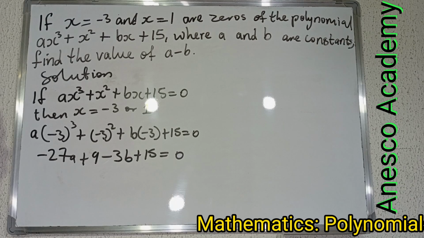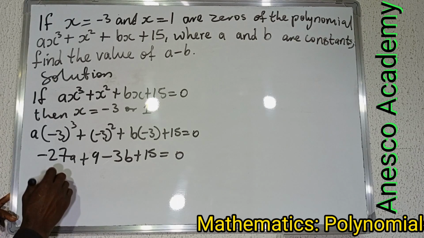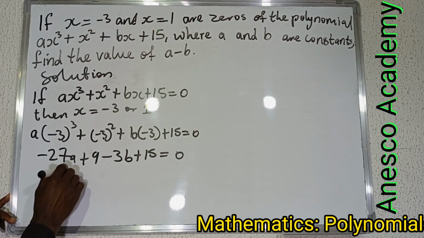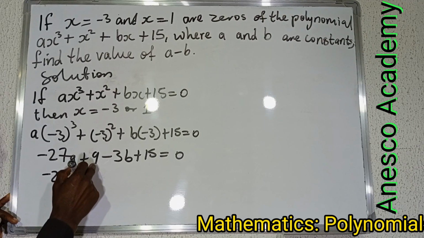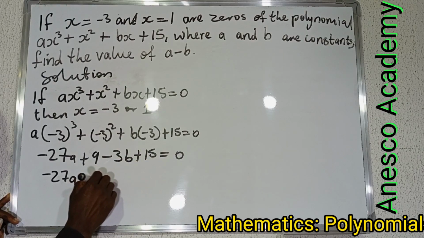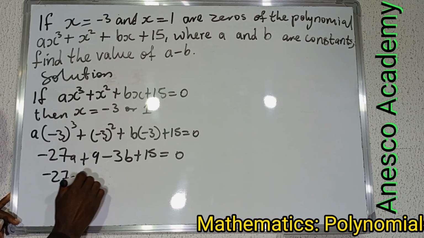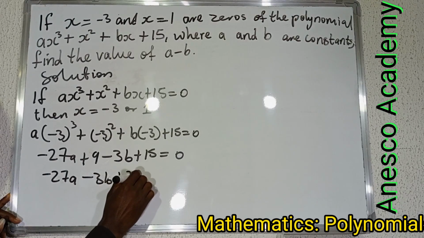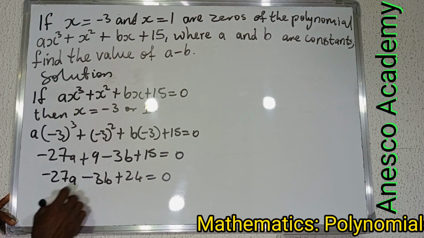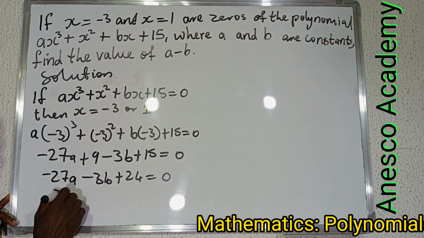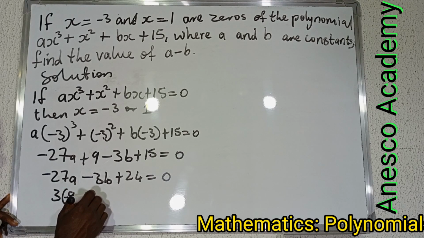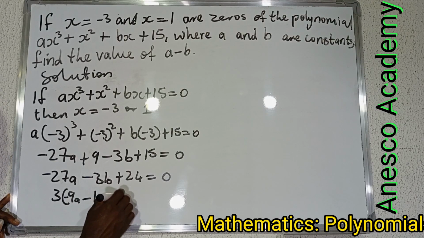So -27a plus 9 plus 15 is 24. Let's say -3b plus 24 is equal to 0. We can factor out 3 here. 3 in brackets: -9a minus b plus 8.